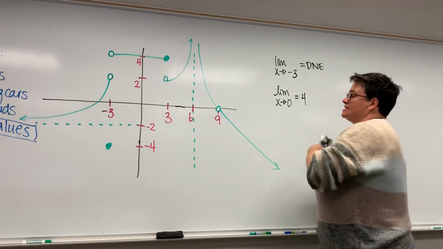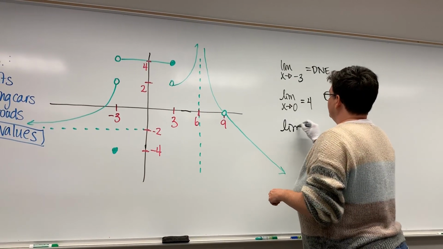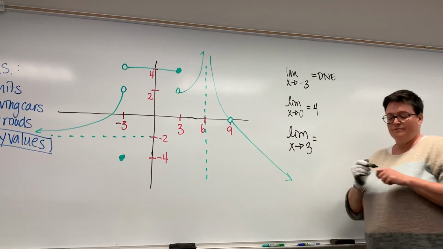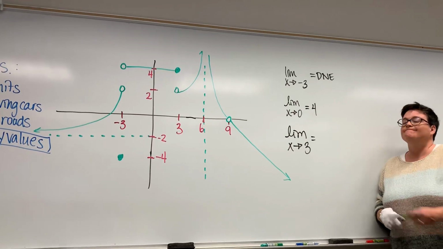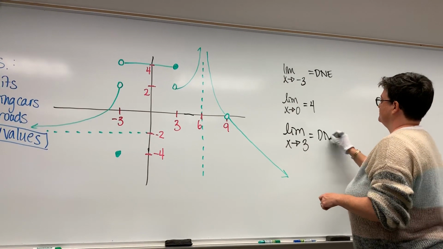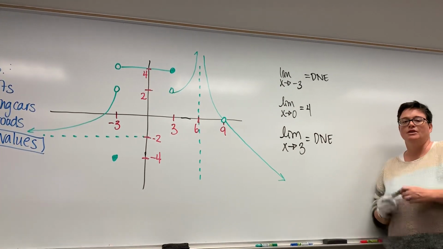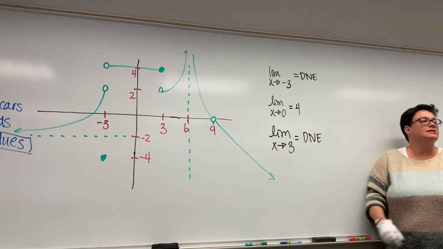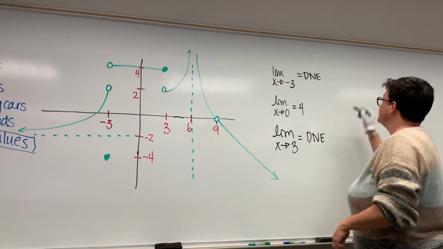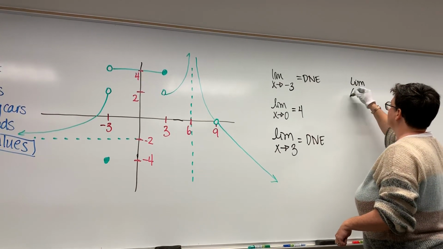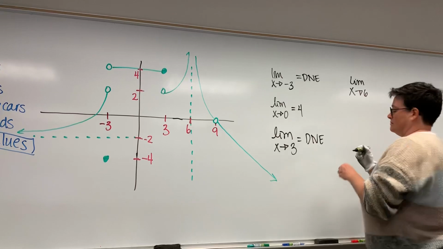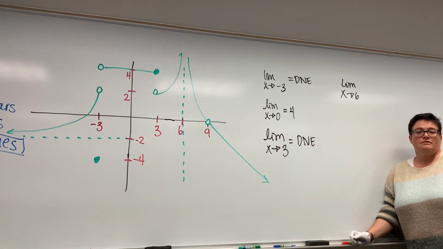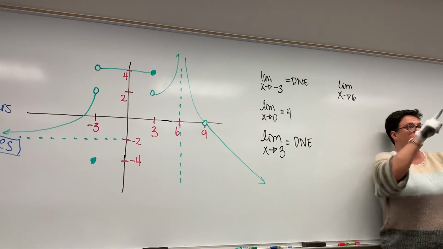What is the limit as x approaches 3? It is 2 and 4. Does 2 equal 4? No, it does not exist. Good. What's the limit as x approaches 6? It's infinity. Will those cars crash? No, it does not exist. They're gonna drive right next to each other forever and ever.